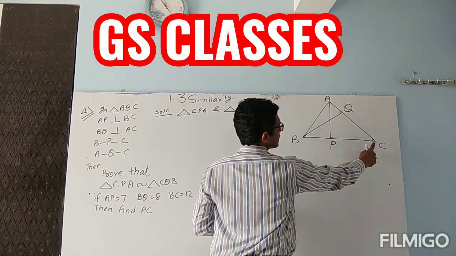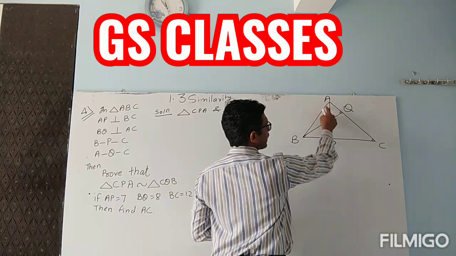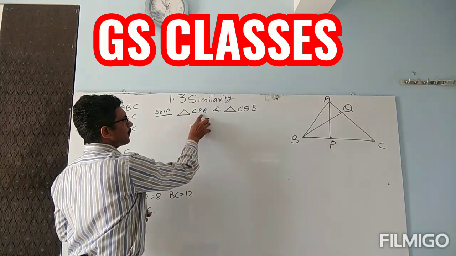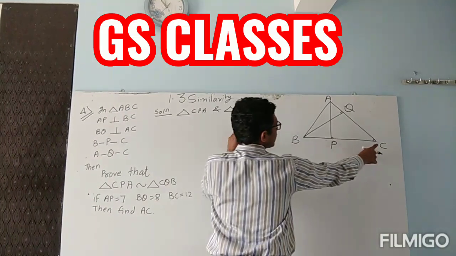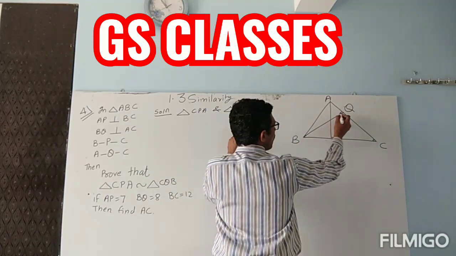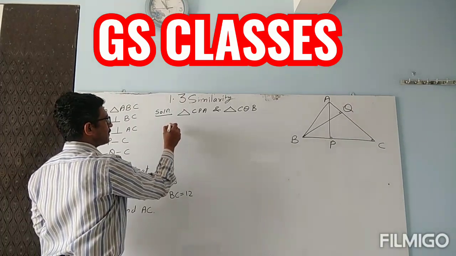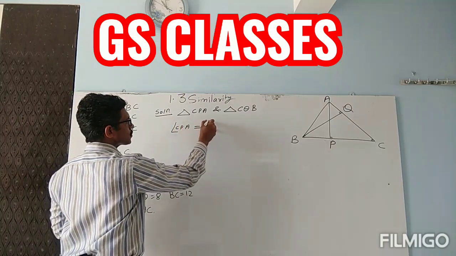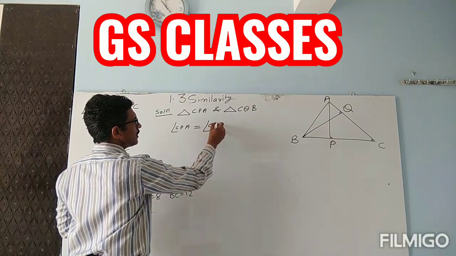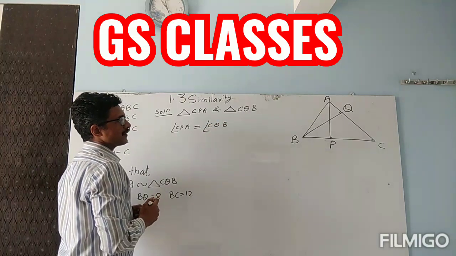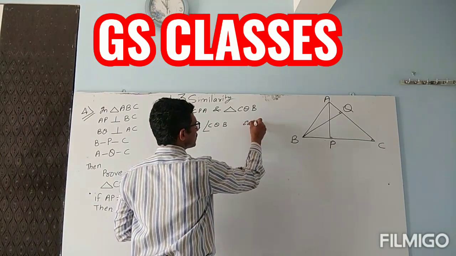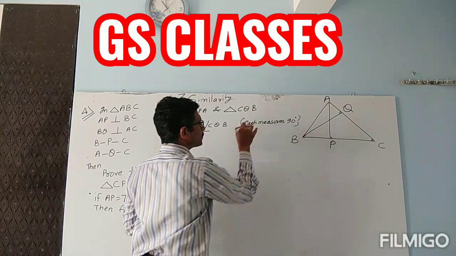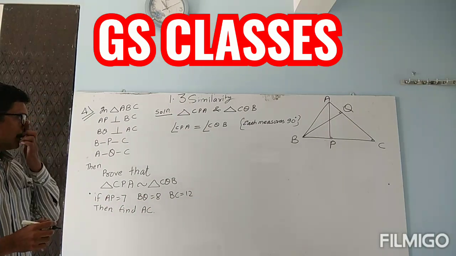Triangle CPA, this is triangle CPA. In triangle CPA and triangle CQB, hope you can now notice here that angle CPA equals angle what? CQB. Each measures 90 degrees. Each measures what? 90 degrees.